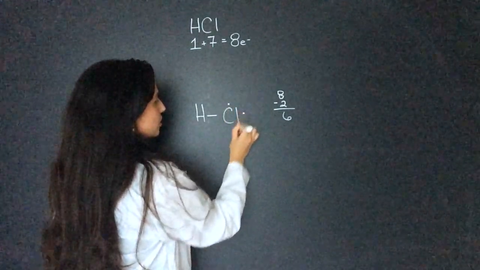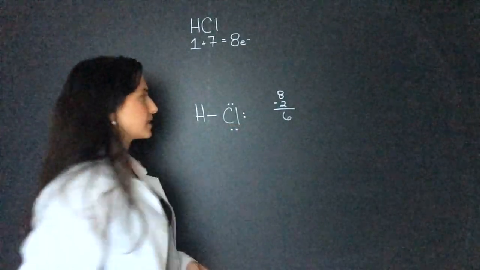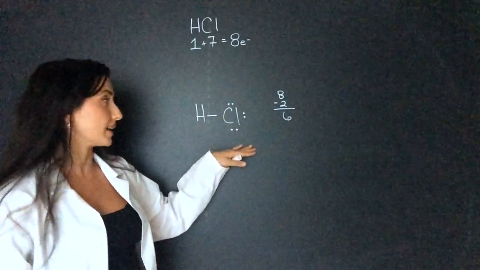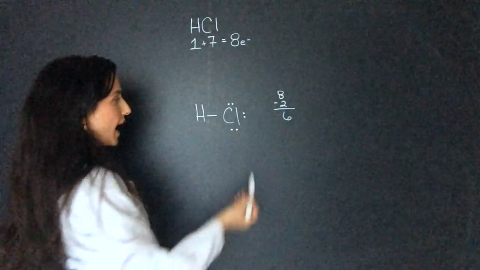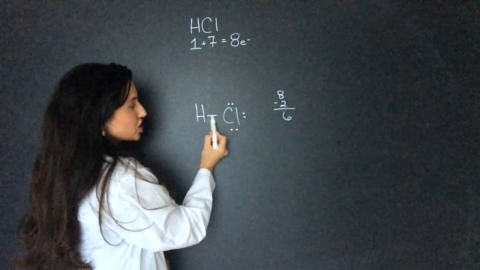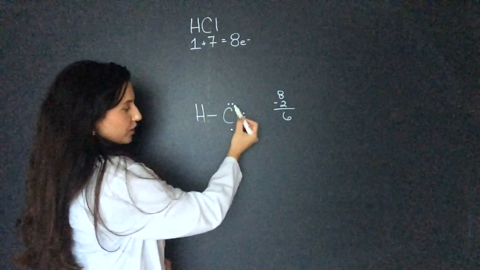1, 2, 3, 4, 5, 6. Luckily, I was able to fit them all onto the central atom. And now chlorine has 6 non-bonding electrons, and then they are sharing these electrons in a covalent bond. So that's 8 for chlorine.